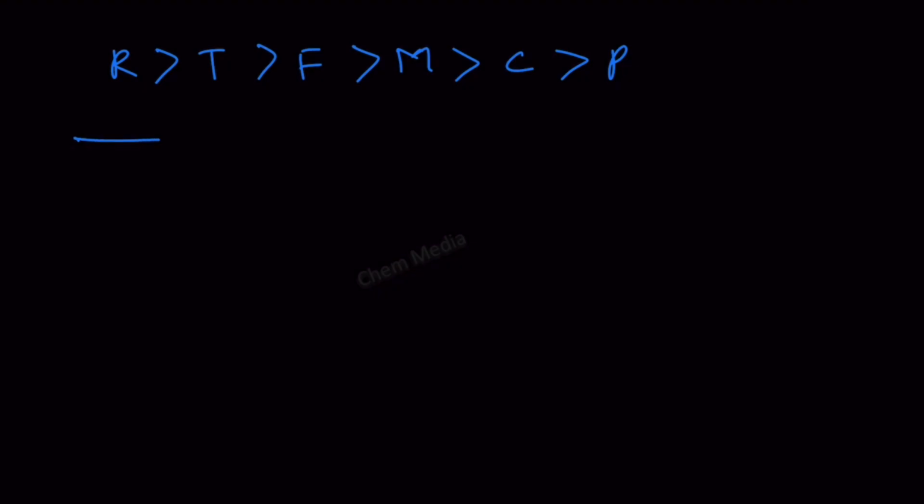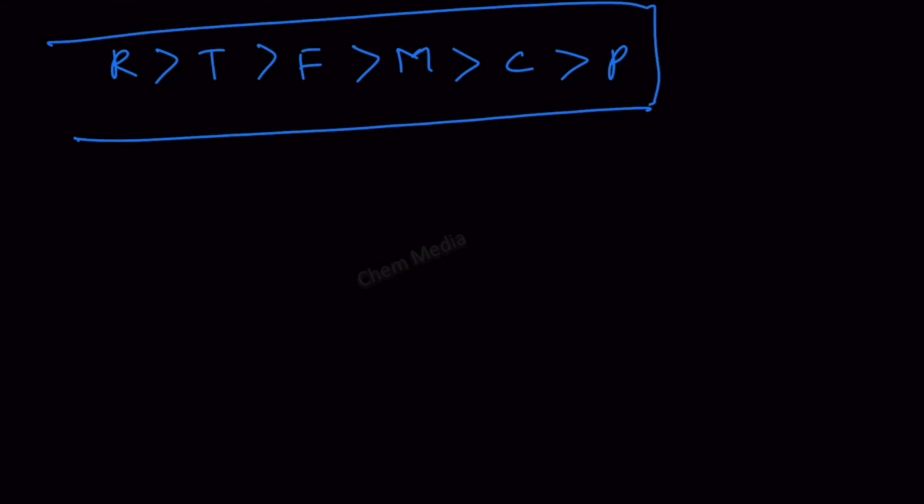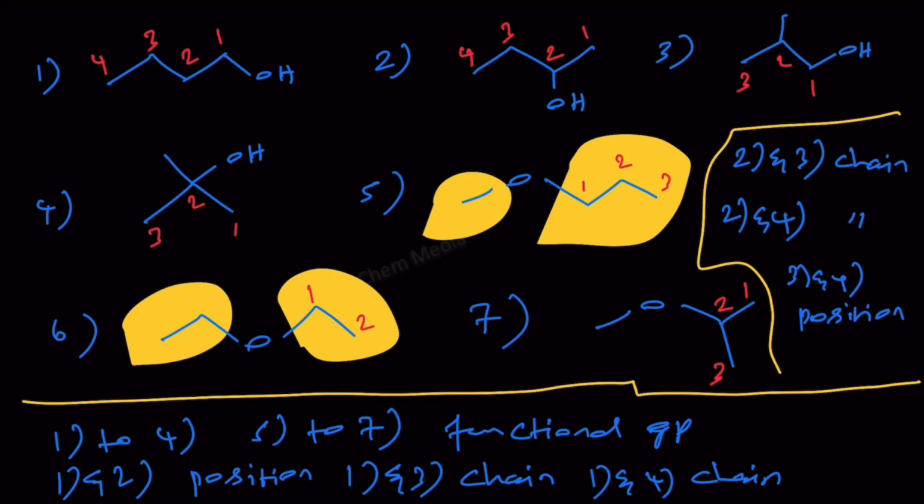This is the order that you should follow. Whenever you have confusion, this is the order to follow. So if you are comparing 5 and 7 in this case, then they are definitely metamers. We shouldn't call them position isomers.